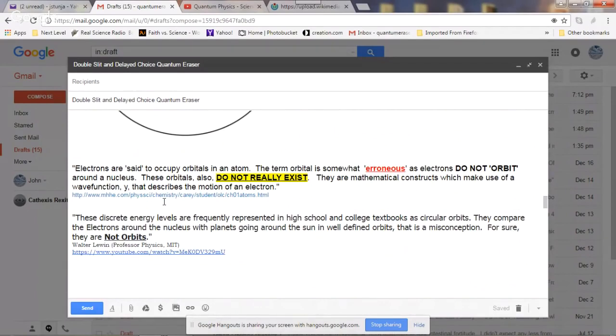Yeah, we'll make it real clear, real quick, from the organic chemistry textbook. This is a university level textbook. Electrons are said to occupy orbitals in an atom. The term orbital is somewhat erroneous, as electrons do not orbit around the nucleus. These orbitals also do not really exist. They're only mathematical constructs.